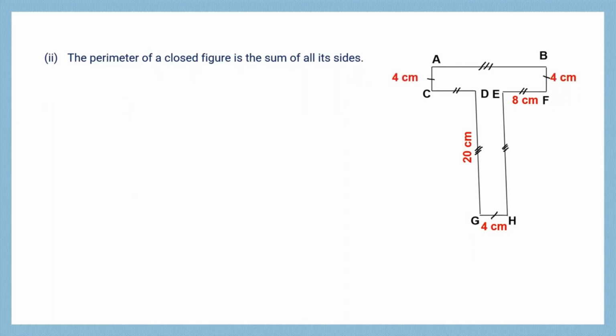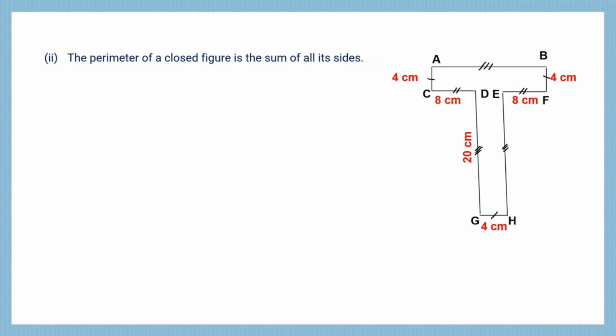Now look at the lines or the sides that have two lines. Now CD has two lines and EF has two lines. So EF has 8 centimeters given to us. This is the one, 8 centimeters. That means CD, this side also should be 8 centimeters. So we've got 8 centimeters.